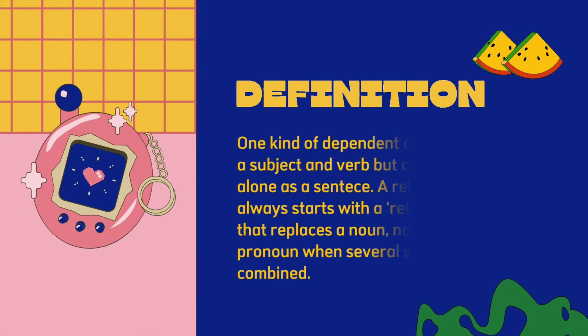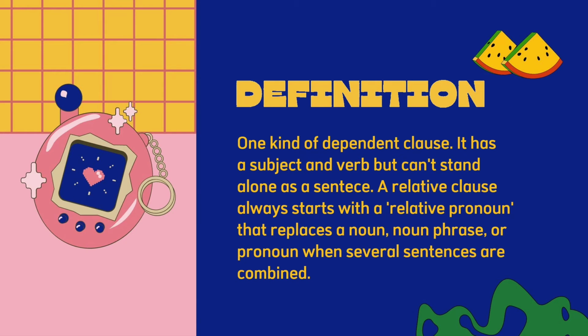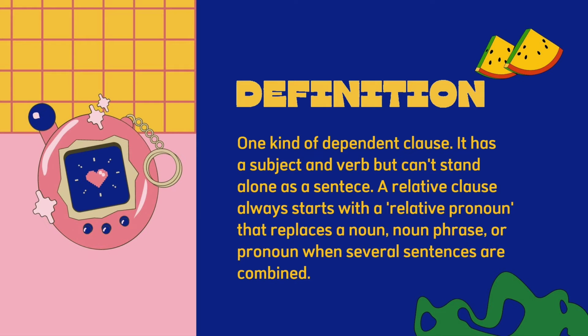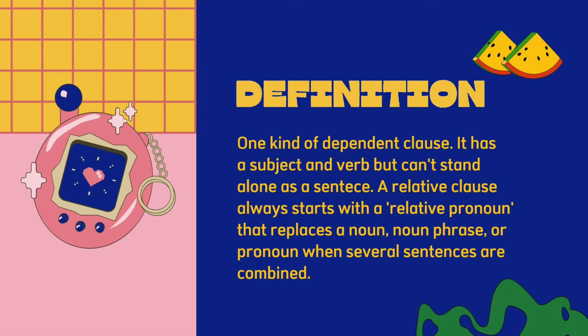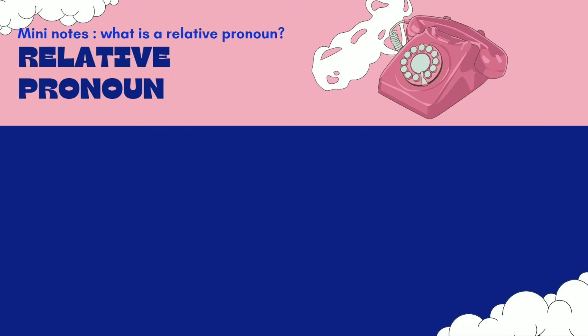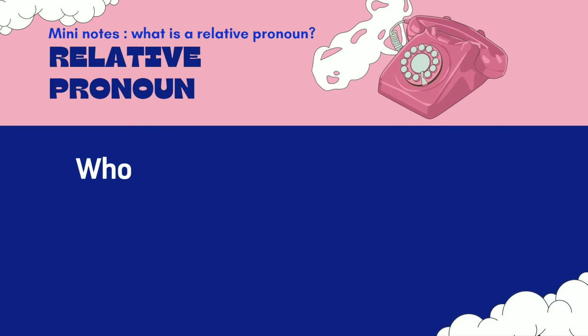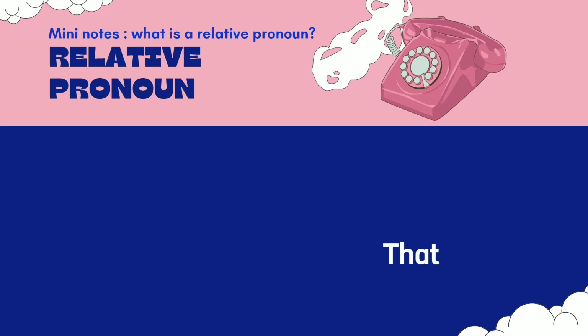Definition. A relative clause is one kind of dependent clause. It has a subject and verb but can't stand alone as a sentence. A relative clause always starts with a relative pronoun that replaces a noun phrase or pronoun when several sentences are combined. Relative pronouns: who, whom, which, whose, that.